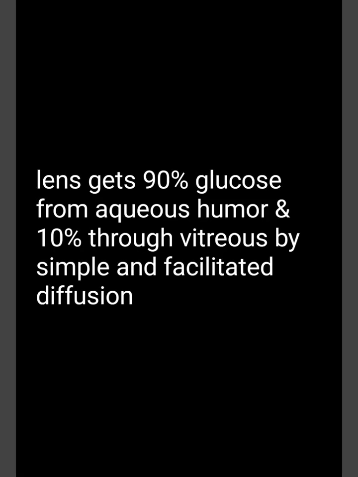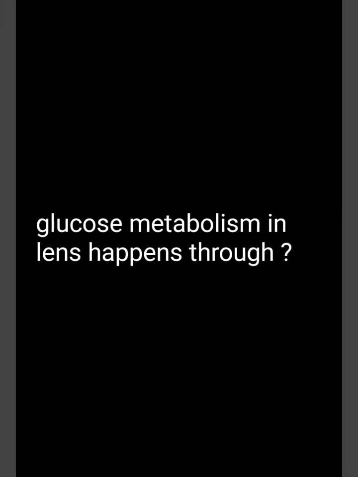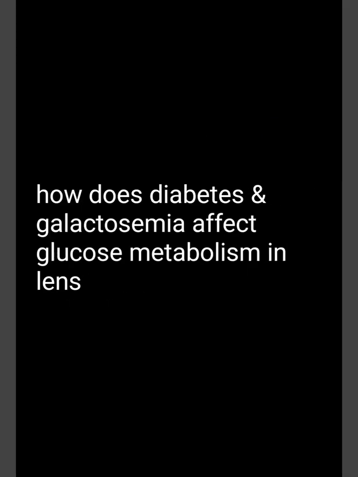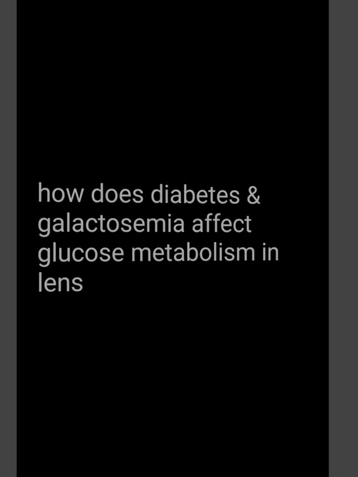From where does lens get glucose? Lens gets 90% glucose from aqueous humor and 10% through vitreous by simple and facilitated diffusion. Glucose metabolism in lens happens 80% by anaerobic glycolysis, 15% by Krebs cycle and HMP shunt, 5% by sorbitol pathway.